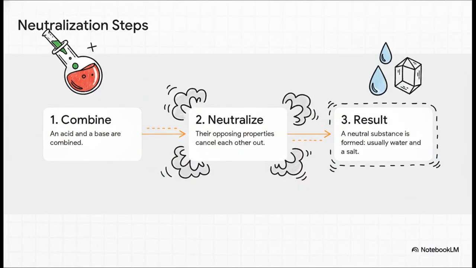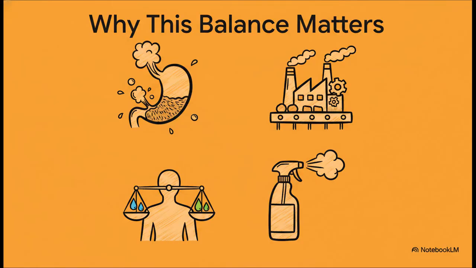The whole process is kind of like a simple 3-act play. Act 1, you mix an acid and a base together. Act 2, their opposing properties clash and they neutralize one another. And for the grand finale, they transform into something totally new and stable. Usually it's just plain old water and a type of salt. And look, this balancing act, this neutralization, it matters so much because it's happening everywhere, all the time. It's how antacids make your stomach feel better, it's crucial for manufacturing all sorts of products, and it's even happening inside your own body right now to maintain the perfect pH balance that keeps you alive.